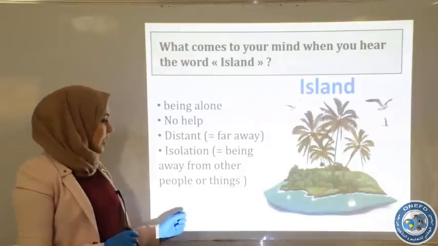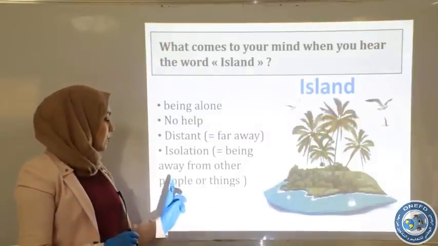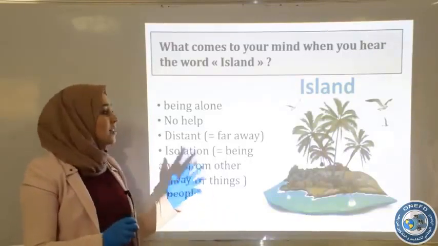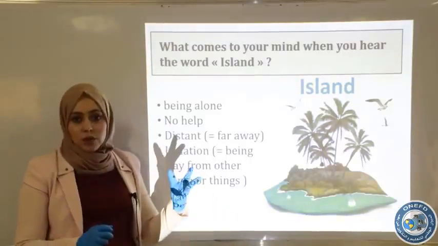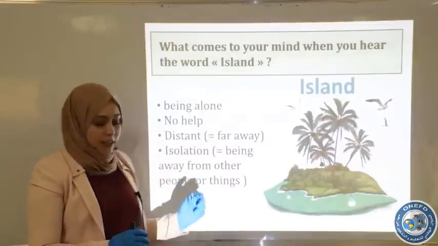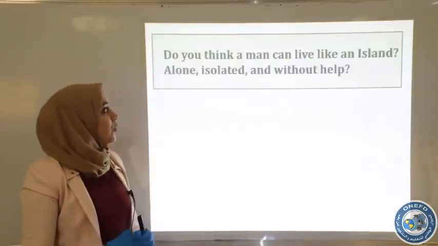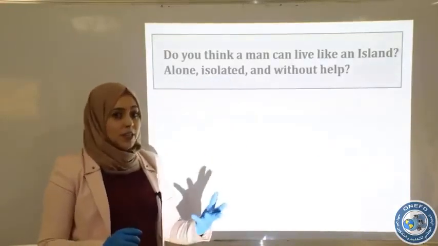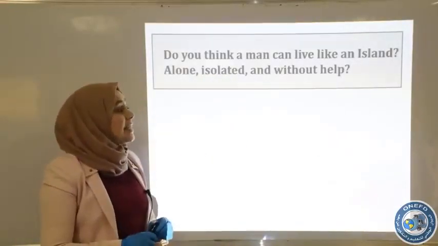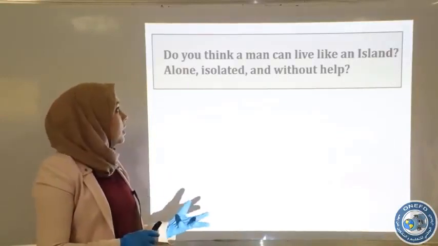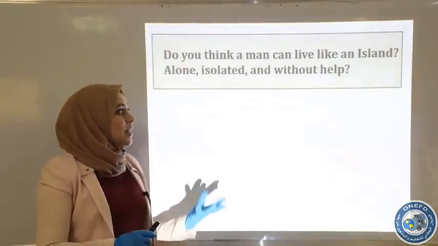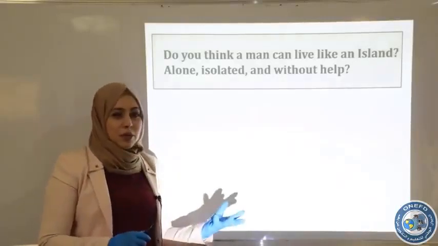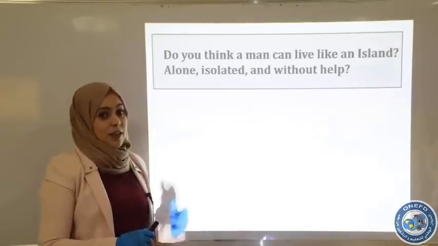What does isolation mean? It means being away from other people or other things. That means it's the same way of saying being alone. Okay, this is isolation. So, my next question for you: do you think a man, or a human being, or people in general can live like an island? That means alone, isolated, and without help. Do you think this is possible? Can human beings live like this?